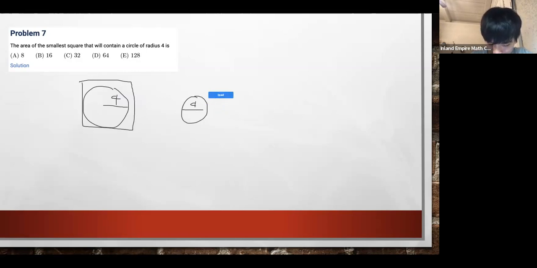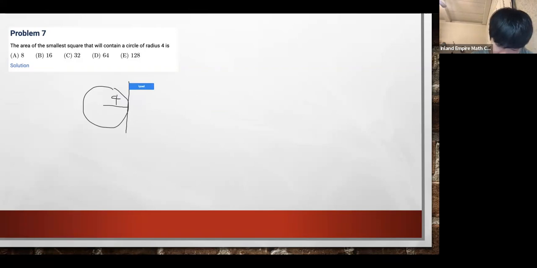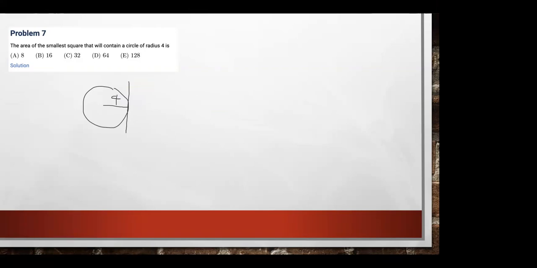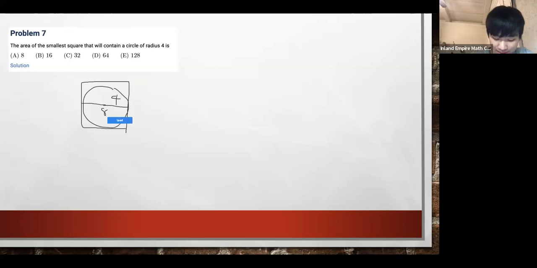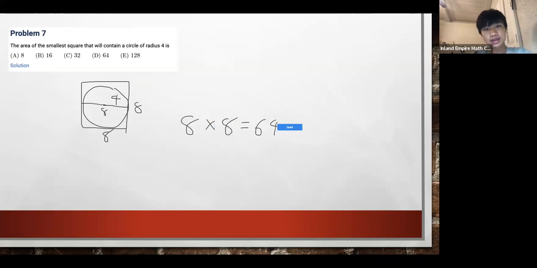But because the radius is 4, let's make this a bit more precise. The diameter would be 8, so 8 times 8 equals 64. That was definitely pretty quick, and you were definitely on the right track there.